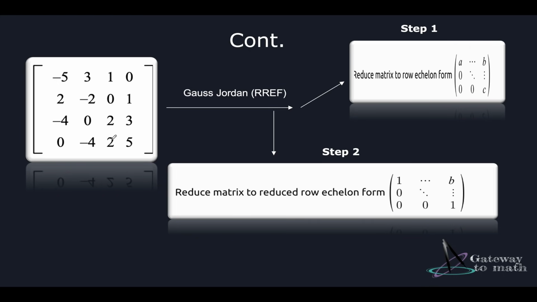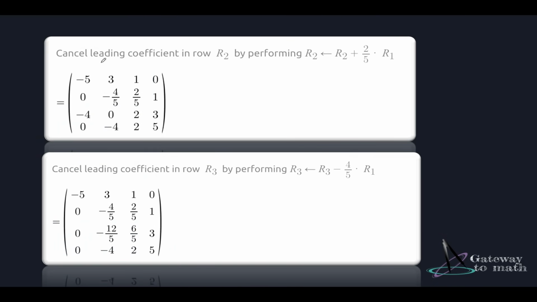This strategy will definitely give you more confidence on how you operate matrix questions. Okay, so let us start. Cancel leading coefficients in row R2 by performing the following operations. We take R2 plus 2 by 5 times R1 and add it to R2, and then display it as the values in the second row. So the values that we have are 0, minus 4 by 5, 2 by 5 and 1.